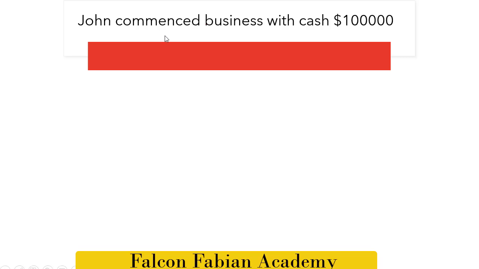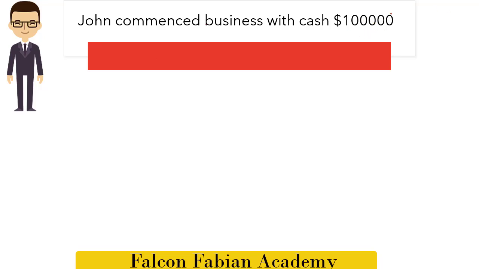The transaction is John commenced business with cash and the amount is 100,000 or 1 lakh. Say this is John, he has started the business, and when the owner is going to invest into his business, it is referred to as capital. So which are the two accounts involved over here? The first one is cash and the second is capital. John commenced business with cash, 100,000. So how did you get this money? It is capital which has come into the business as cash.